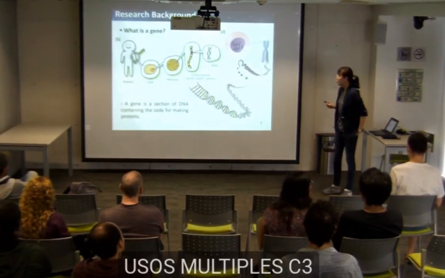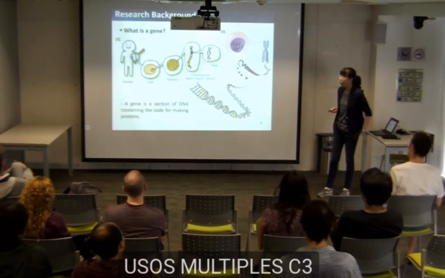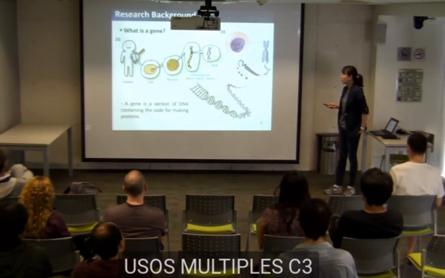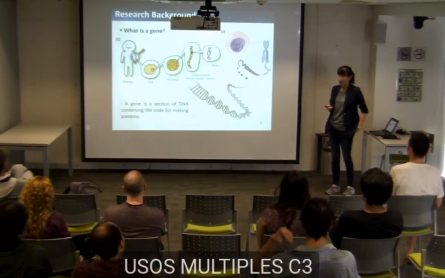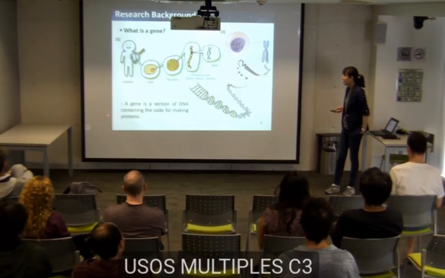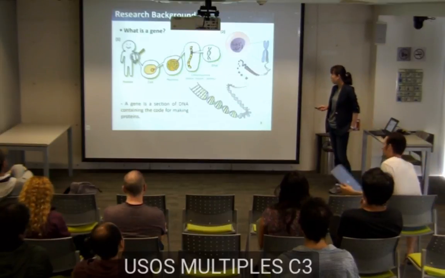What is a gene? A human body is composed of numerous cells. In the cell, there is a nucleus. In the nucleus, there are chromosomes. The chromosome is made up of DNA. A gene is a section of DNA containing the code for making proteins, the building blocks of life.